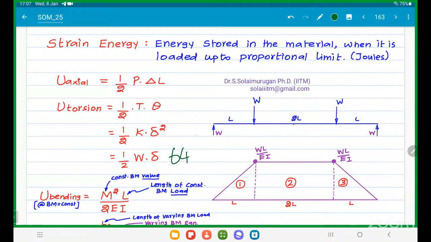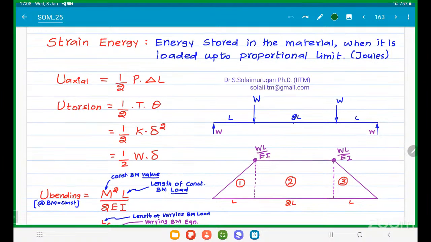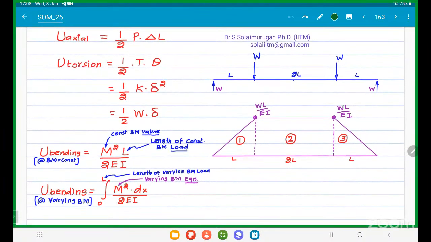64 W R cube N by C D power 4. Is it correct? Check this. If it is correct, say okay. Otherwise, tell me the correction. Yes, this is correct. It is the axial deflection of the helical spring under axial load. So strain energy due to axial load: one formula.